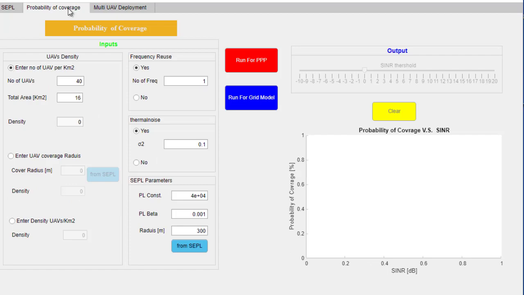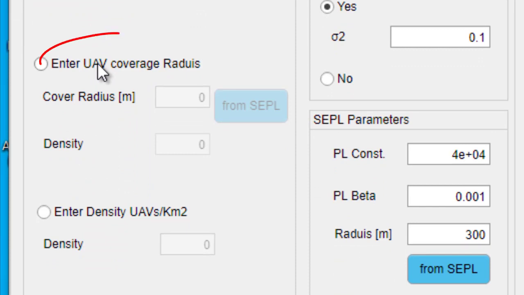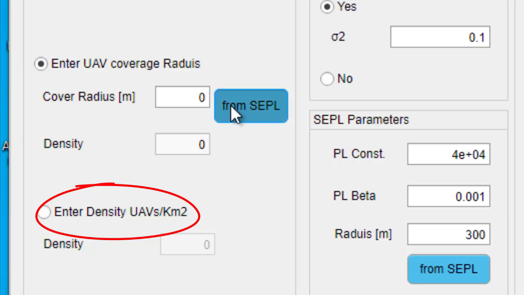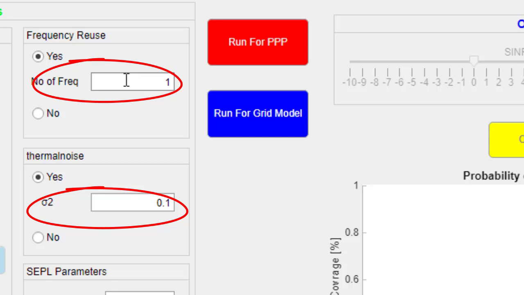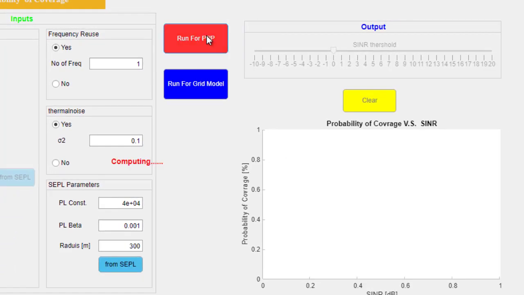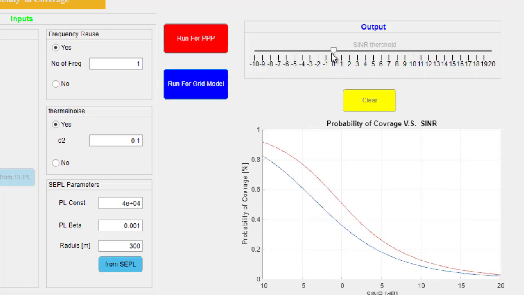The second part of the application is to calculate the probability of coverage for PPP and grid models. It allows the user to set the network density by entering the number of UAV per kilometer, or by using the coverage radius from the SEPL calculation part, or by directly setting the value of the density. Also, it allows the user to enter the frequency reuse factor, zeta, and the thermal noise value. The output probability of coverage is displayed versus the signal to interference and noise ratio. In addition, the value of the probability of coverage can be found easily using the signal to interference and noise ratio slider.